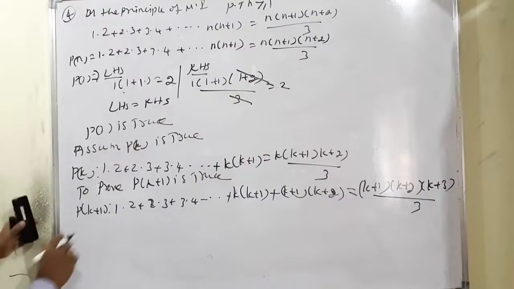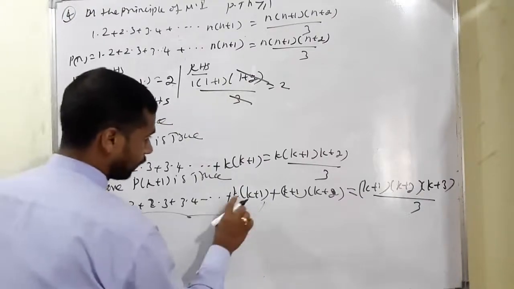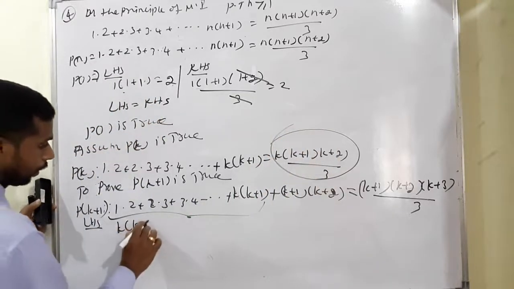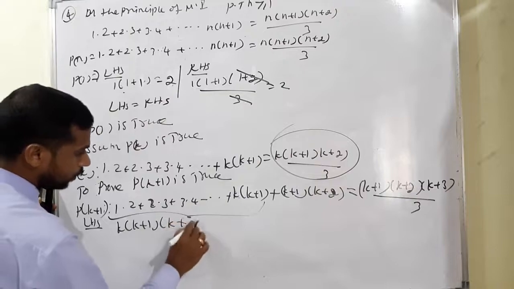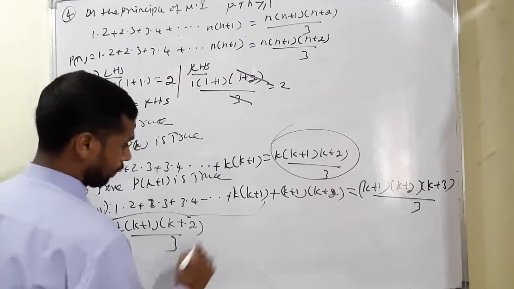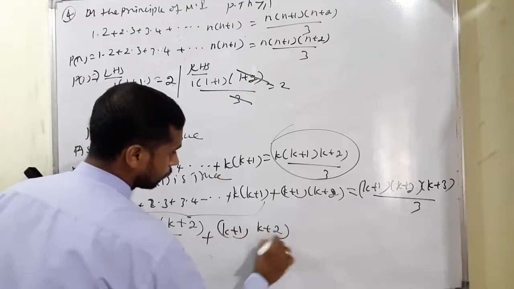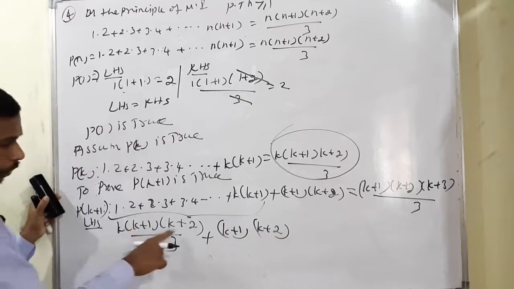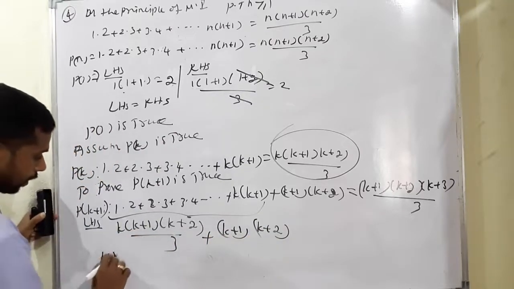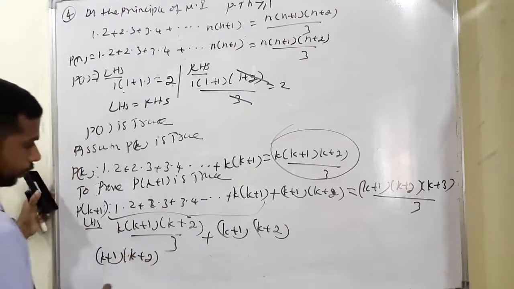Now we can check the LHS. So LHS, instead of k into (k plus 1), we can write k into (k plus 1) into (k plus 2) divided by 3, then plus (k plus 1) into (k plus 2). See, first term also has (k plus 1) into (k plus 2), second term also has (k plus 1) into (k plus 2). Take common outside, means (k plus 1) into (k plus 2).